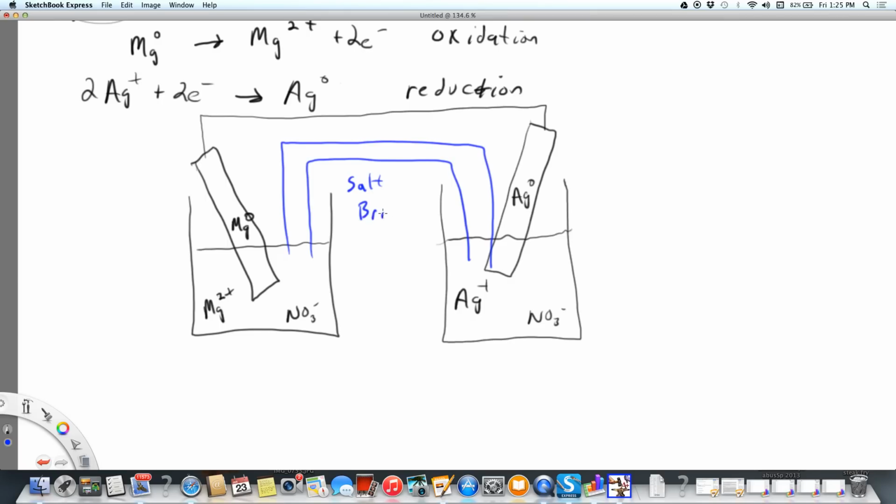And it's what's going to allow ions to flow in opposite directions. Usually it's something that's not going to react, things that are always spectator ions like KNO3. Okay, so what's going to happen here is the magnesium, if we look up at our original equation, the magnesium is going to go from the solid into solution as magnesium ions. So magnesium is going to lose 2 electrons. So over here we have what is called oxidation.